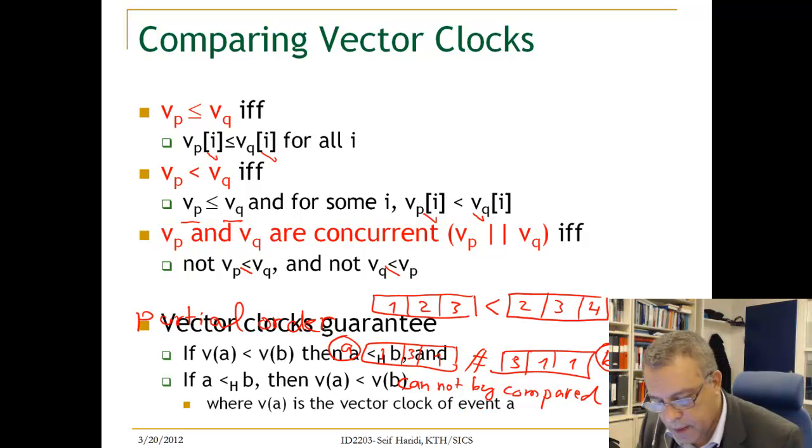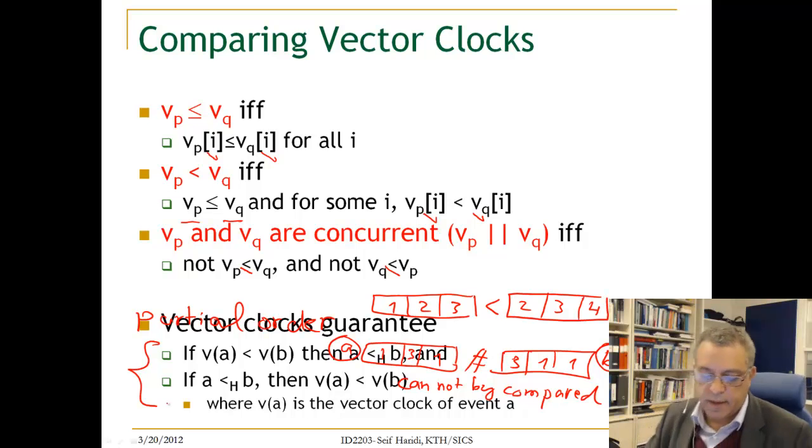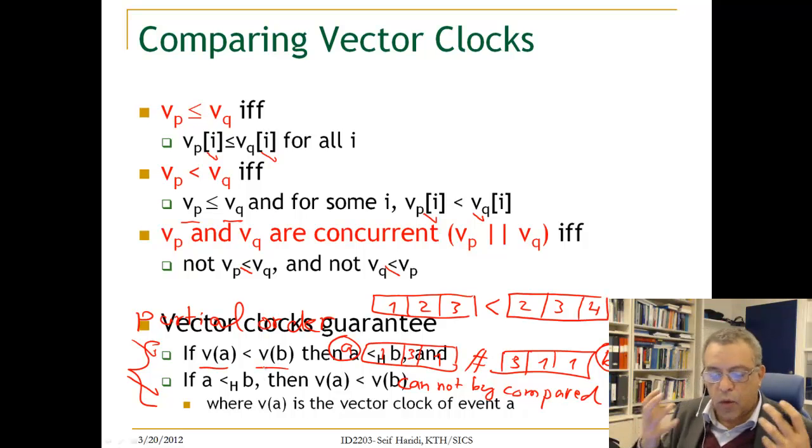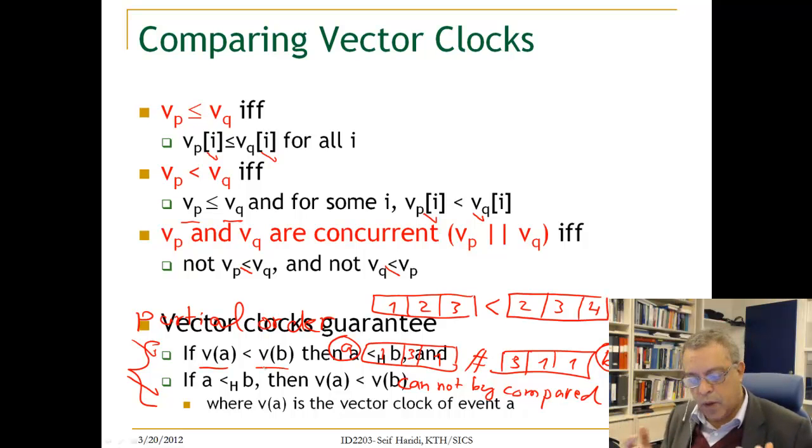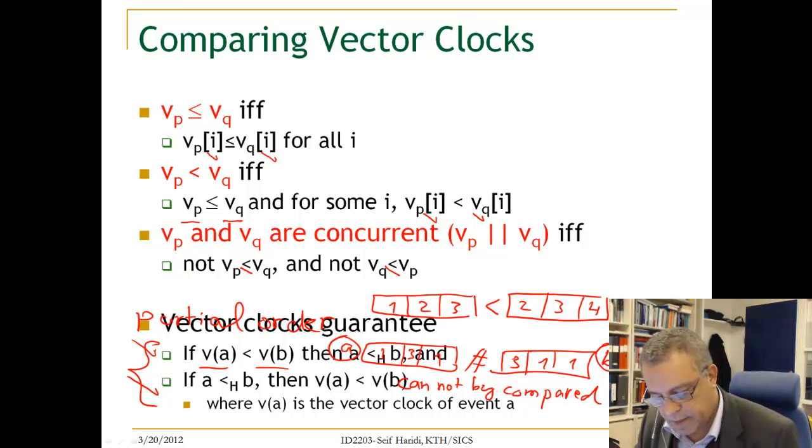Here are, of course, the properties that we get. We get the property of Lamport clocks, but we also get the other property, which tells us that if VA is less than VB, if we just look at the vectors associated with event A and event B and we see that one is less than the other, then we know that event A happened before event B.